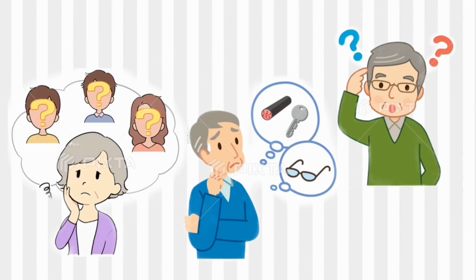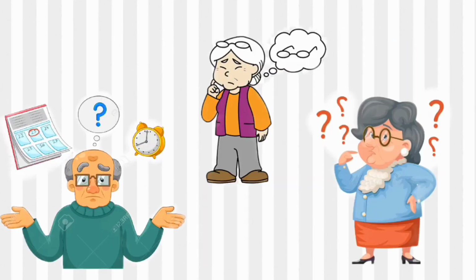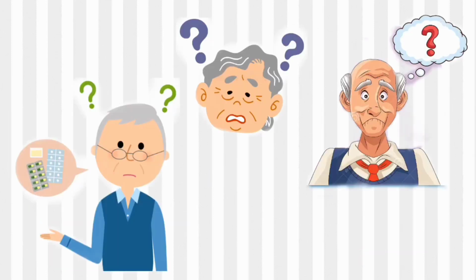Their memory degenerates and their brain functions more slowly, which is why they tend to be forgetful. Older adults have a harder time remembering and attending to information. In general, an older person's procedural memory tends to remain stable while working memory declines.